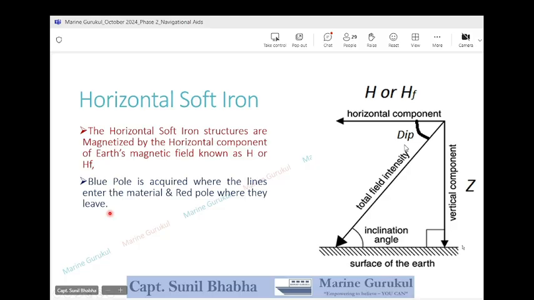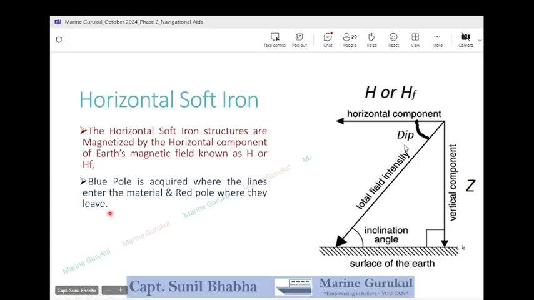Let's assume we have a ship which is on a northerly course, 000 course. The ship is at the equator. Now, if you visualize a ship on the equator on a heading of 000, you will see that the magnetic lines of force at the equator are also parallel to the Earth's surface. They are also horizontal, and they will be entering from the stern of the ship, and they will be leaving from the bow of the ship.